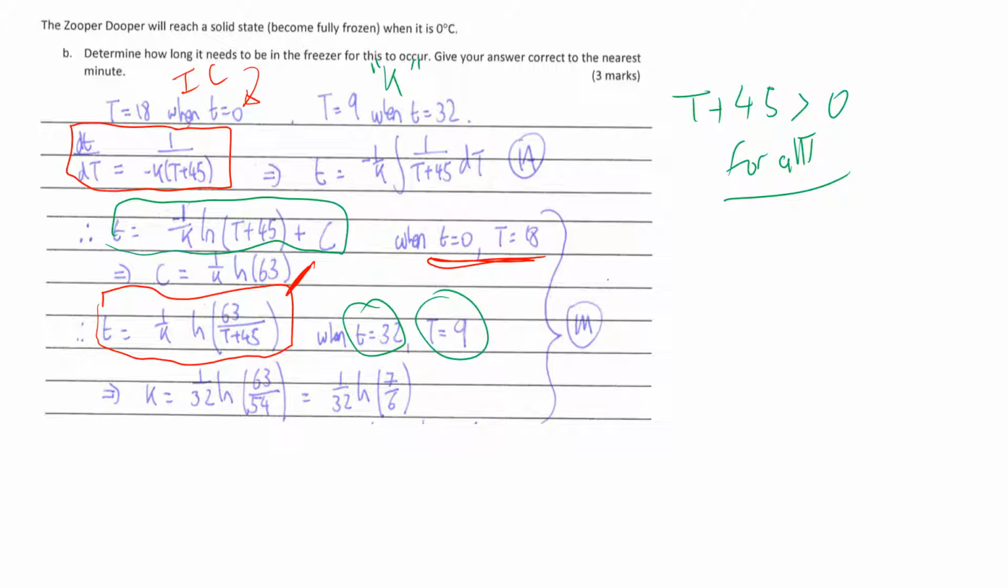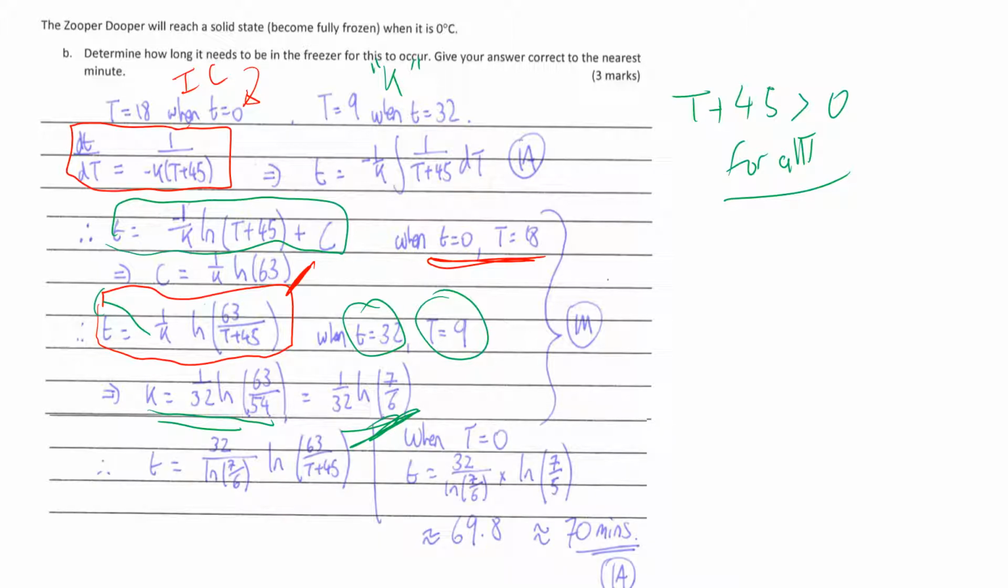Temperature reaches 9 when 32 minutes is reached, enabling me to come up with this expression for K. So multiplying by K, dividing through by T, and of course 9 is a common factor in 63 and 54, so it simplifies to this. So I have my K factor as well. I keep going, and therefore I replace K with natural log of 7 on 6 divided by 32, which gets me a generalized expression for time as a function of temperature.